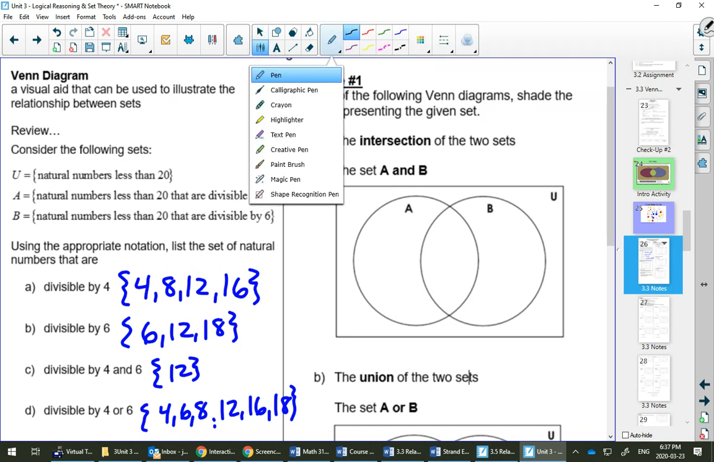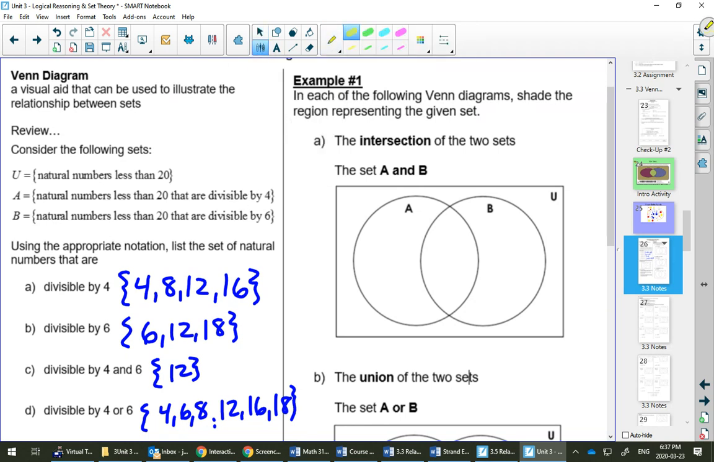I'm going to use a highlighter for this. It says, in each of the following Venn diagrams, shade the region that represents the given set. So if I'm looking at set A and B, set A would be this piece right here. Set B would be this circle right here.